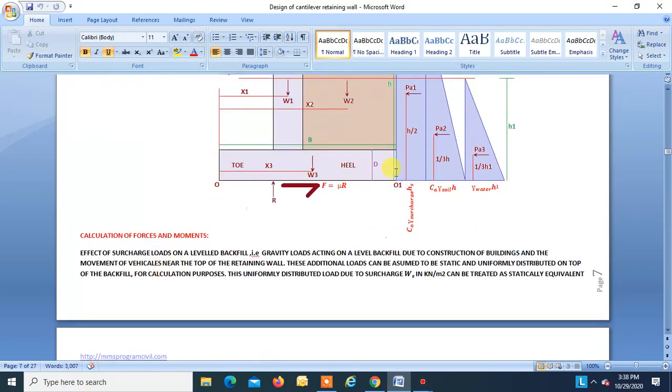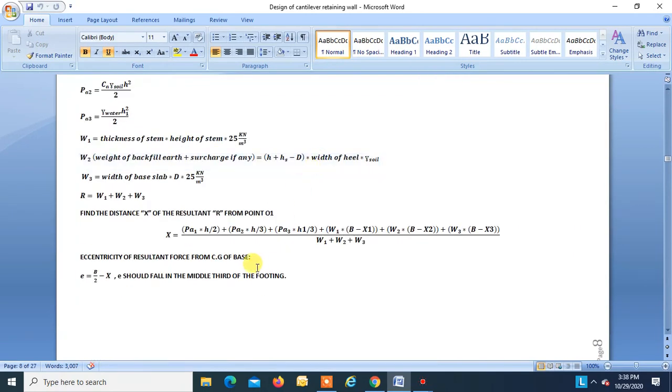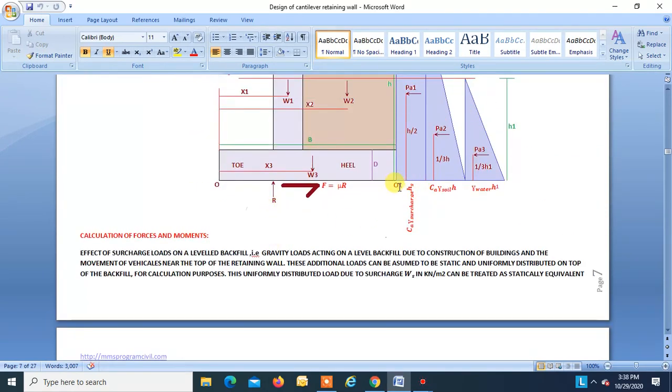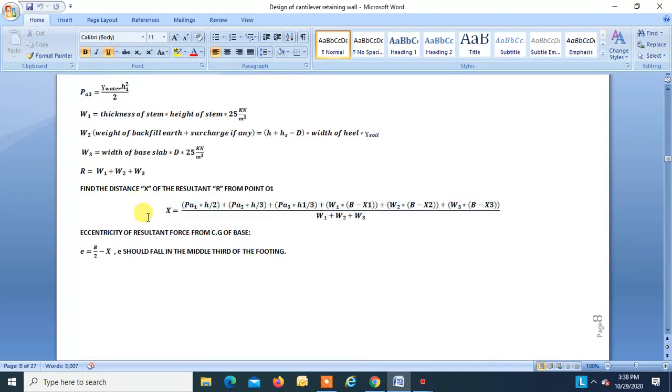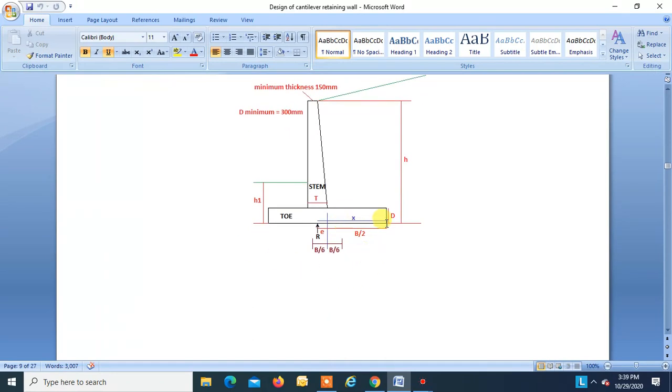The weight of the base is W3: length of the base slab into depth into 25, the unit weight of RCC concrete. So R is equal to W1 plus W2 plus W3. Now we want to find the distance x of the resultant R from point O1, so we take moments about O1: PA1 into H by 2, PA2 into H by 3, PA3 into 1 by 3 H1, W2 into this distance, W1 into this distance, W3 into this distance. All this moment divided by R will give us x. This is how we get x from O1.